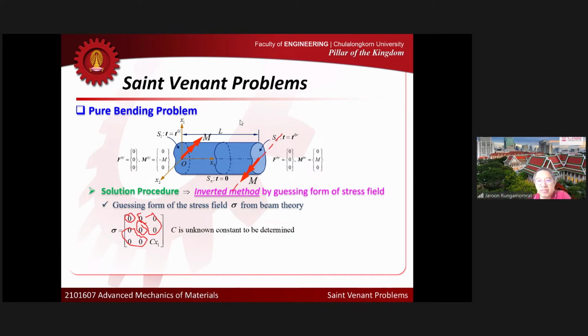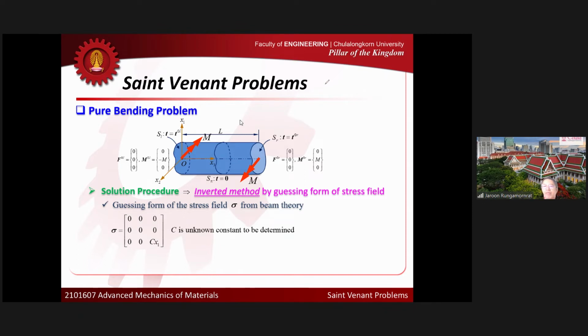So I start guessing the stress field of this particular form based on the knowledge from beam theory. Okay. Next step, I need to confirm that the form that I guess here is correct. Okay, I didn't say that the form here has to be correct. I just guess that it should be correct. And the remaining steps, we need to check all the conditions that have to be satisfied.